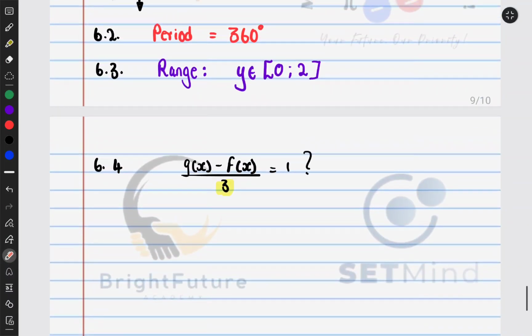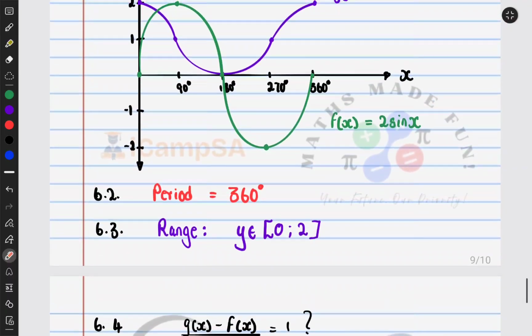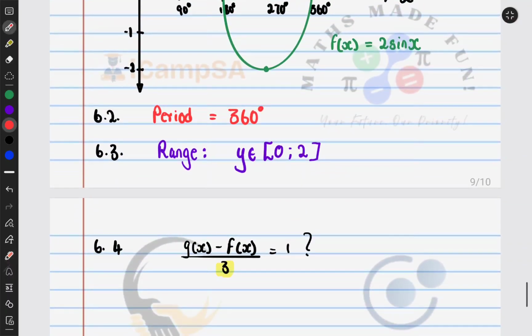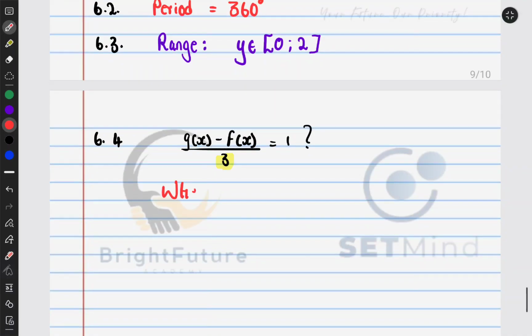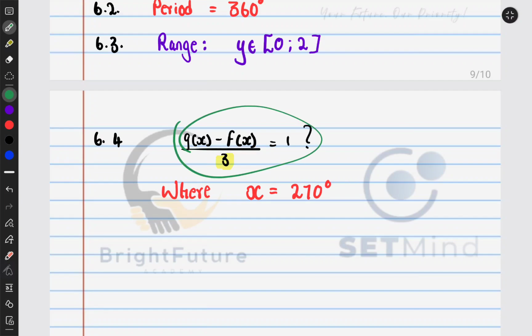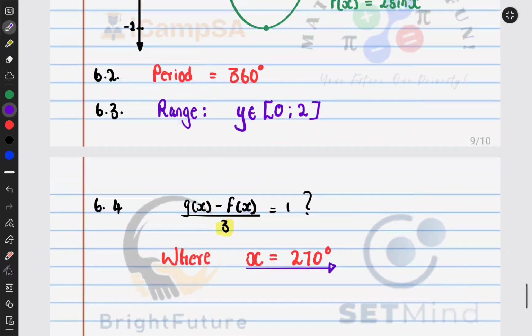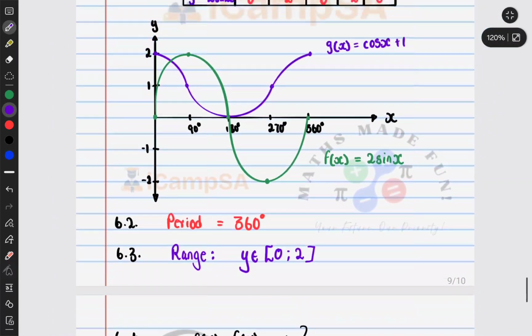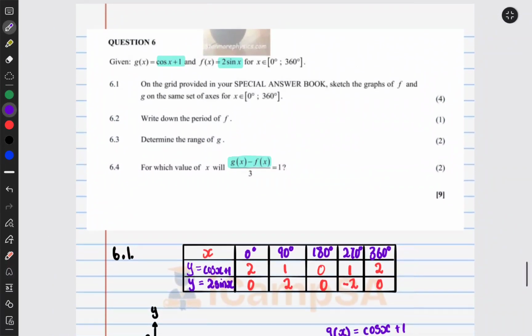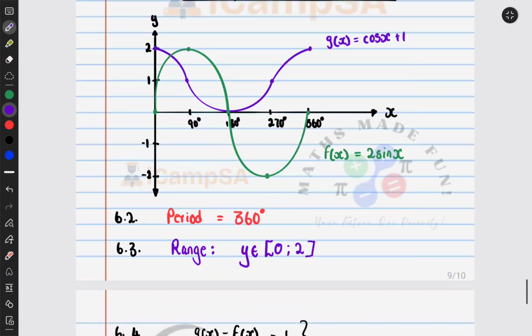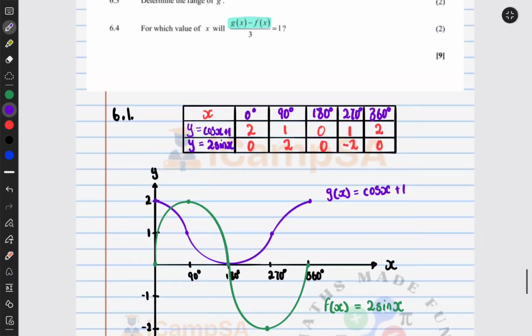So 3 divided by 3 will be 1. Therefore it's where x is equal to 270 degrees. That is where what we are given here will be true: g at x minus f at x, divided by 3, will be equal to 1, where x is equal to 270 degrees. Okay, and that is, folks, the final answer for question 6.